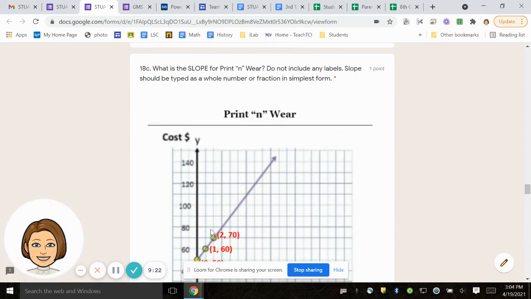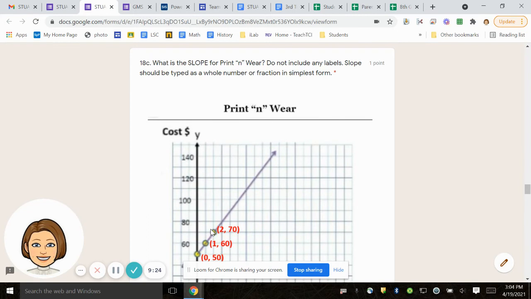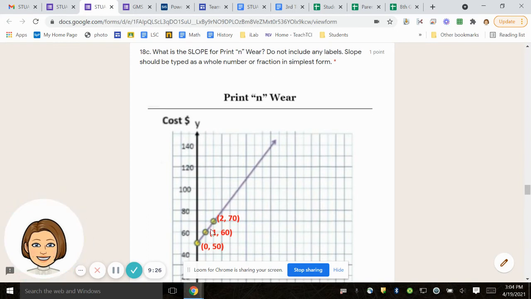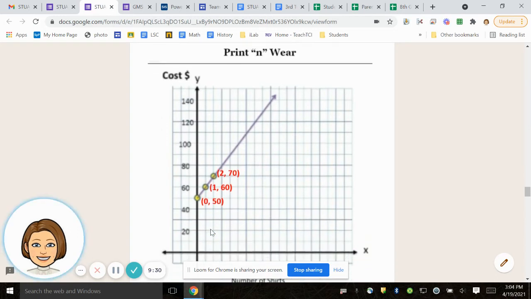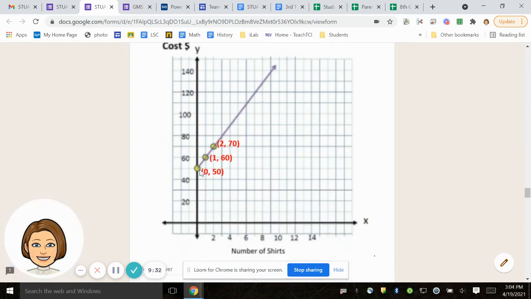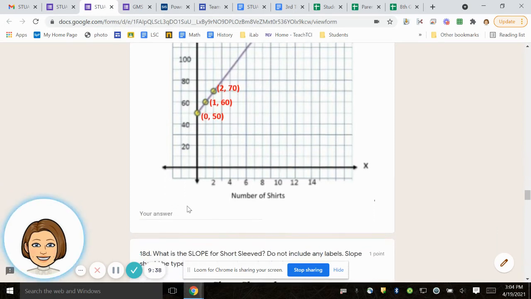18C, what is the slope for Print and Wear? Do not include any labels. Slope should be typed as a whole number or fraction in simplest form. We have provided you the points. What is the slope of this line? You're simply typing in the number on the line below.